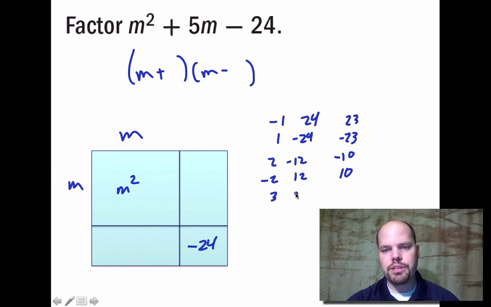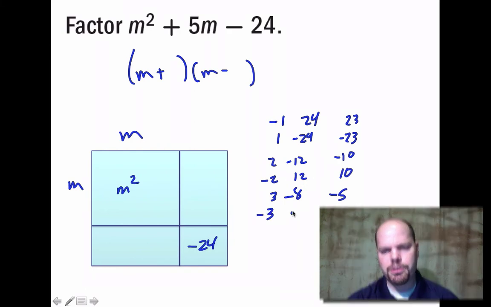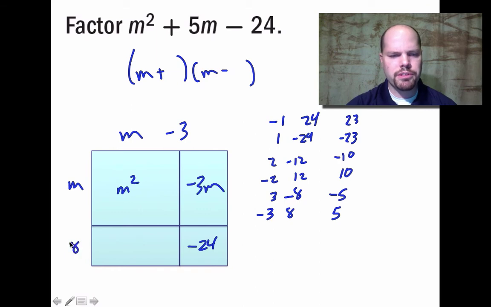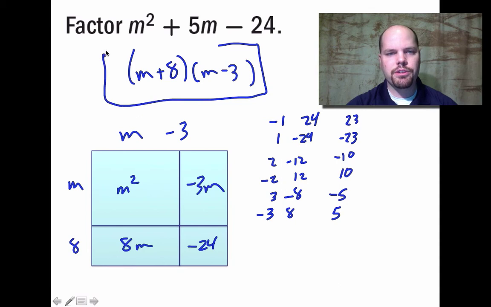Is it 3 and 8? 3 and negative 8, which would be negative 5. No, we're close though. We need the opposite of that. We need negative 3, positive 8, because their sum is 5. So this has to be m minus 3, because that would be negative 3m. And this has to be m plus 8, because it's 8m. Those two add up to a positive 5m. So it's going to be m plus 8 and m minus 3.